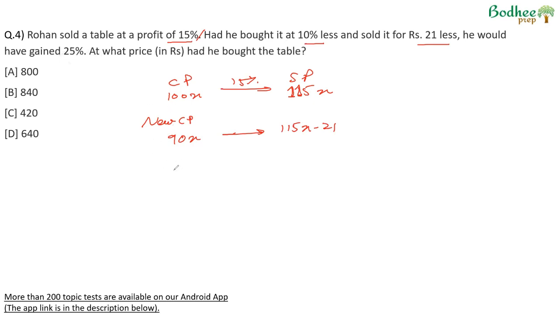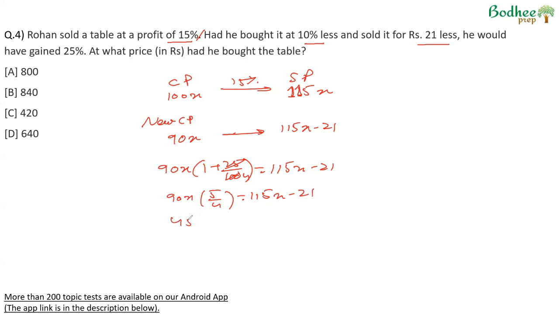So we can say that 90x cost price into 1 plus profit upon 100 is equal to selling price. So this becomes 1 by 4, which means 90x into 5 by 4 is equal to 115x minus 21. Cross multiply: 450x is equal to 460x minus 84, which means 84 is equal to 10x.